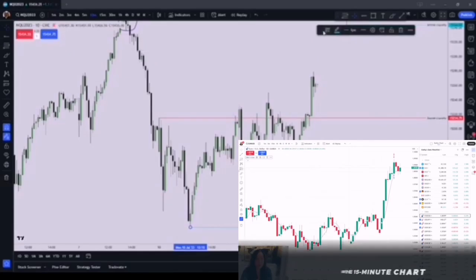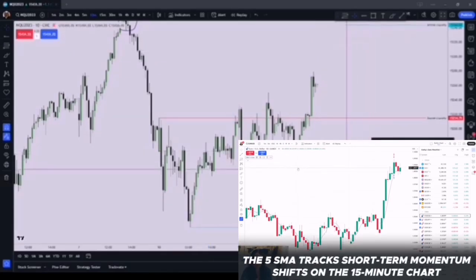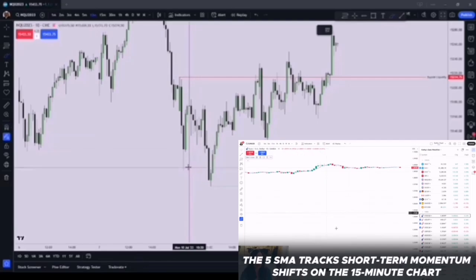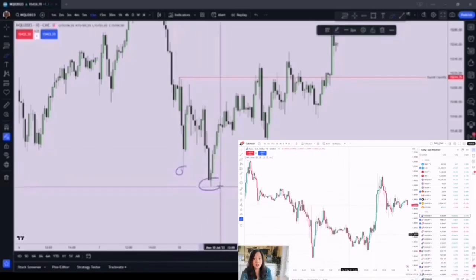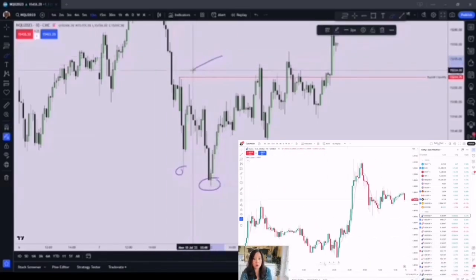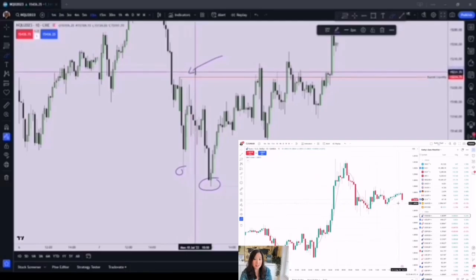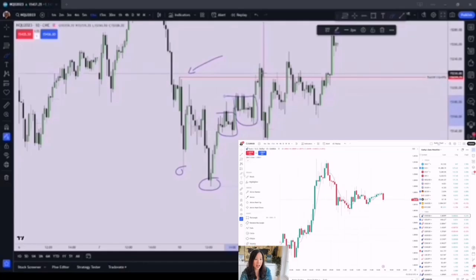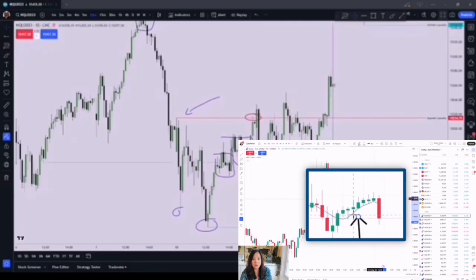So as I said, the 5 SMA is a great measure of short-term changes in momentum. And one of the charts that you can use it on is the 15-minute chart. So this is a 15-minute chart of the euro, and what you will see is that it is a very important support and resistance level and perhaps a short-term momentum change. Because if you look at the 5 SMA, you can see that in this whole period here, these are 5-minute candles. It's 5, 10, 15, 20, 25, 30, 35, 40 minutes.